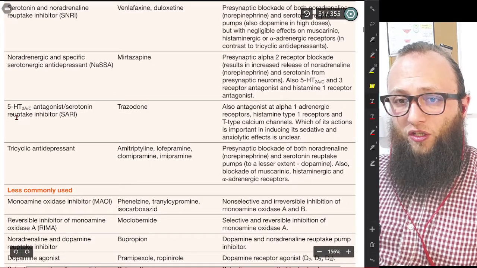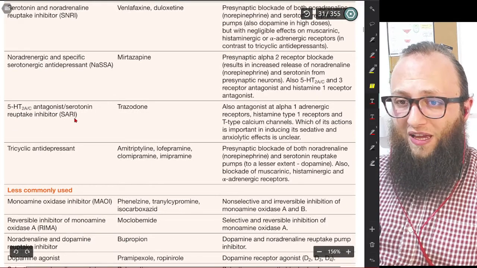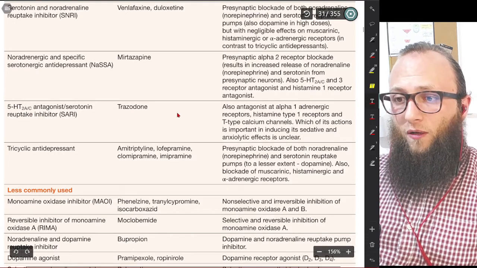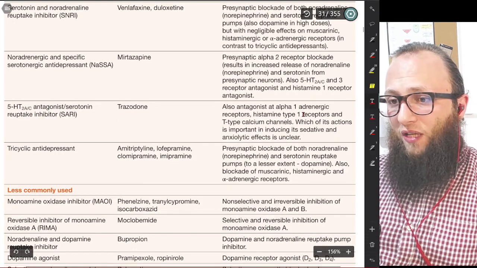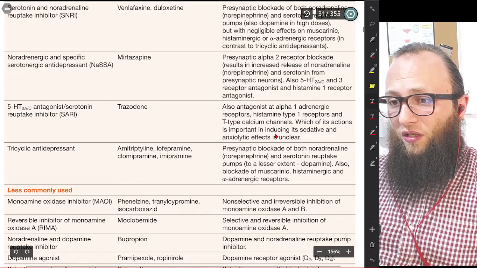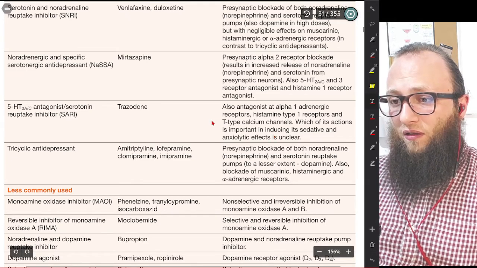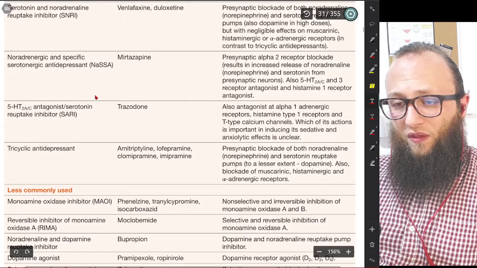What about 5-HT2C antagonist serotonin reuptake inhibitors? We call them SPARIs, like trazodone. They also antagonize alpha-1 adrenergic receptors, histamine type 1 receptors, and T-type calcium channels, which of its actions is important in its sedative and anxiolytic effects is unclear. This is trazodone.